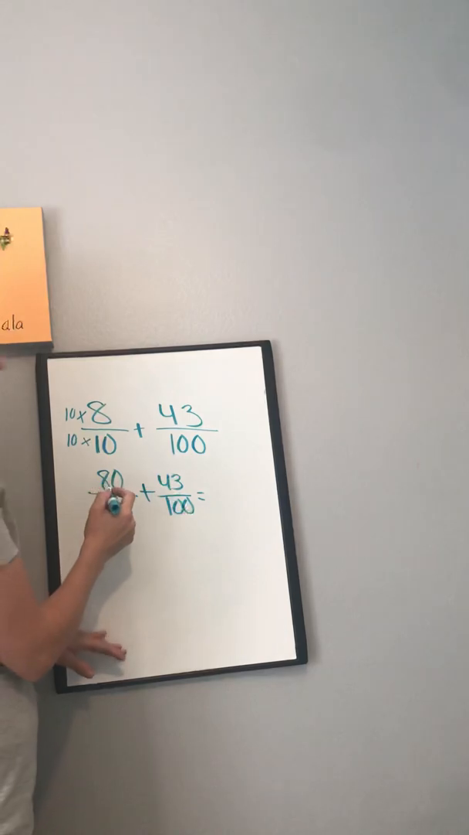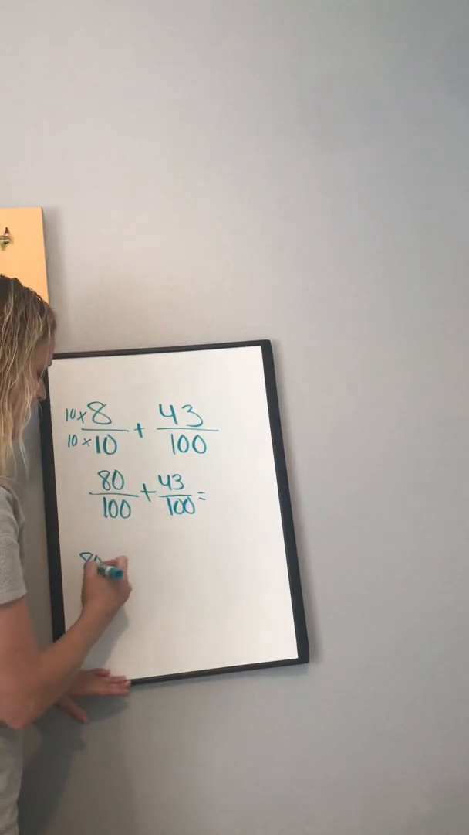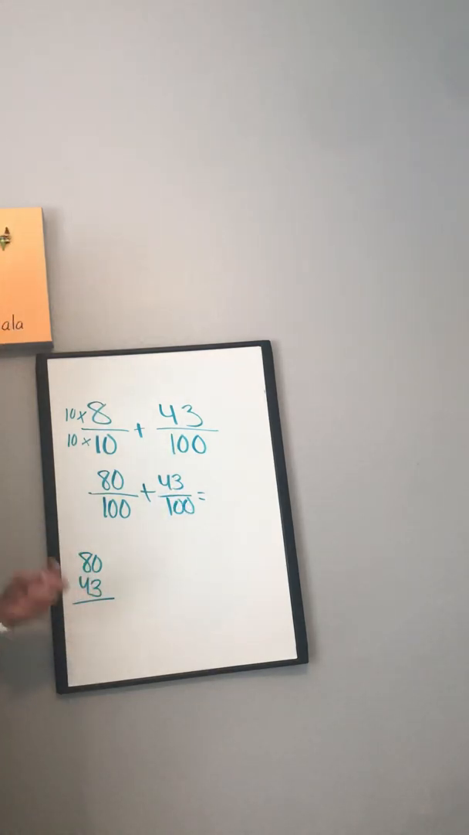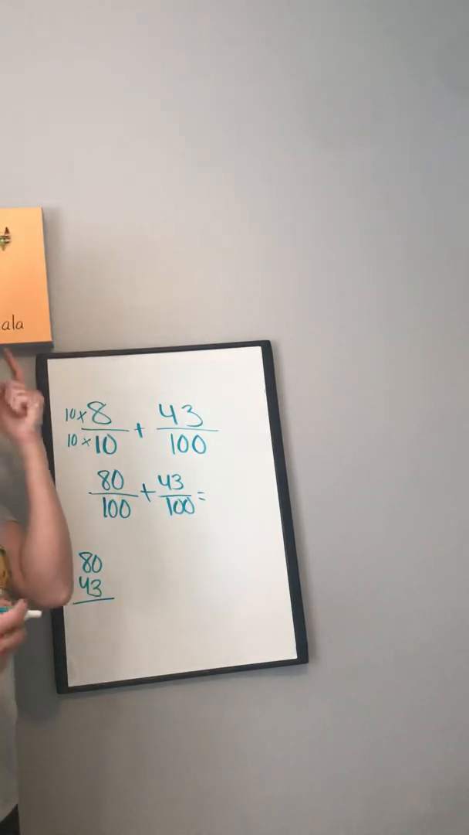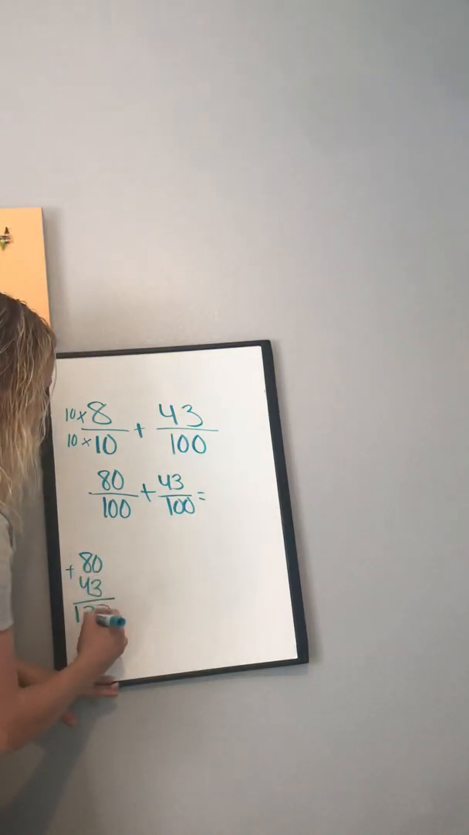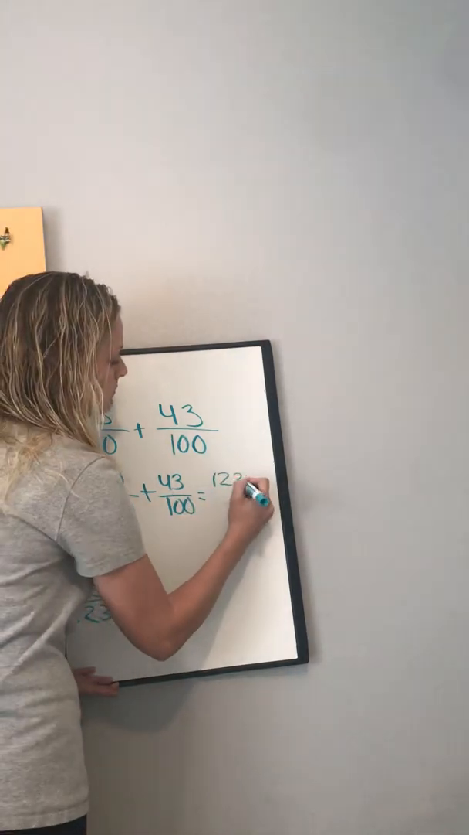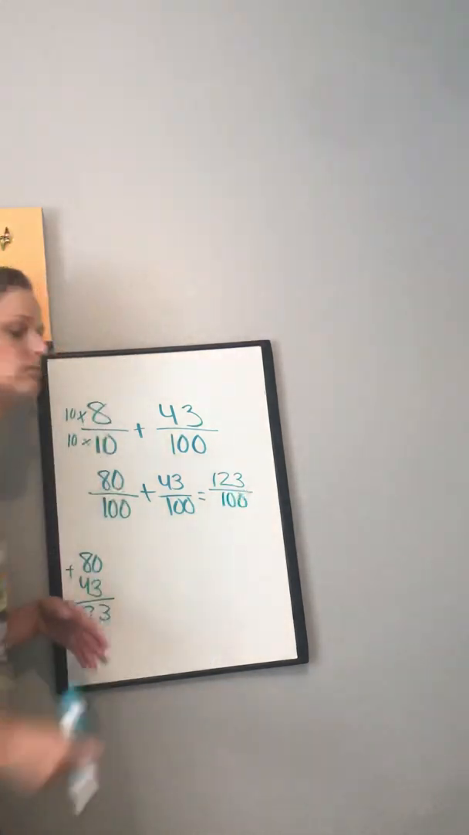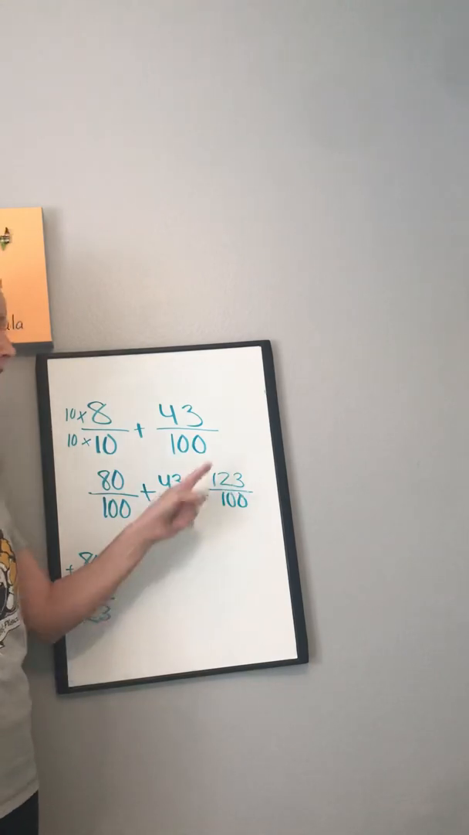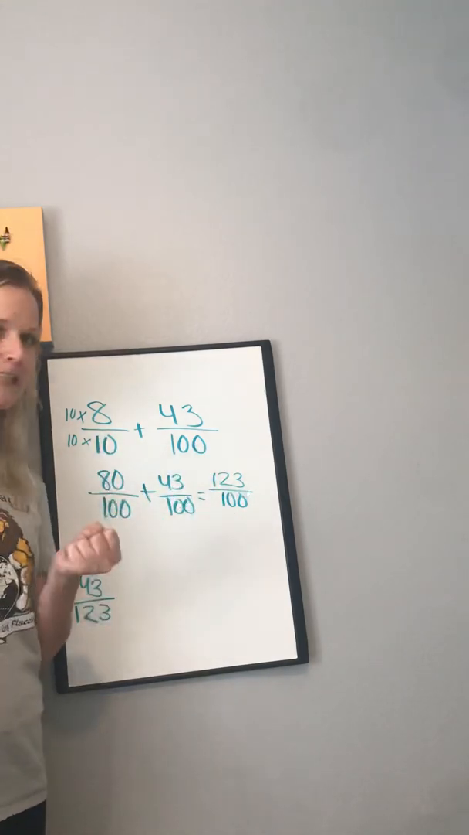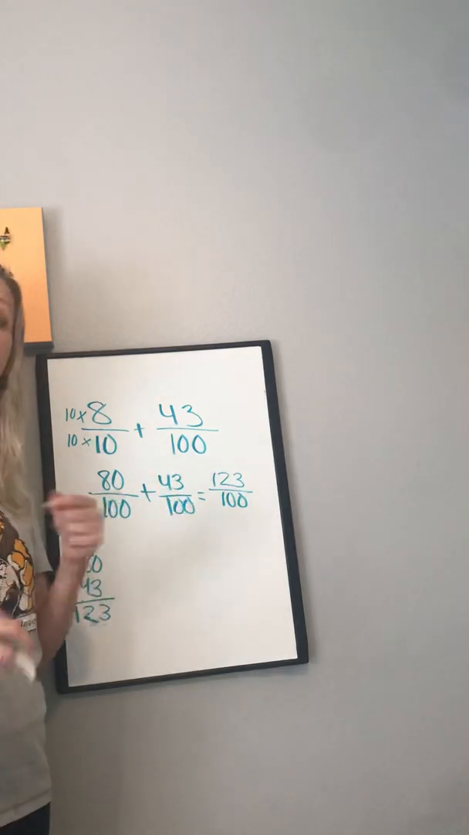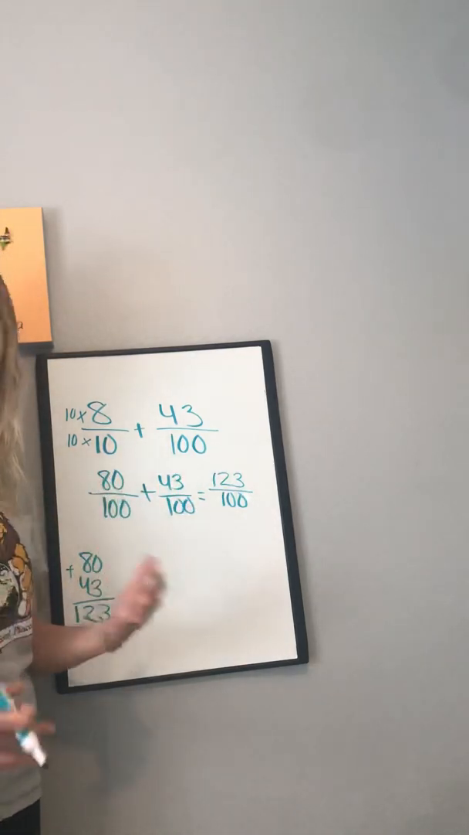Well, 80 plus 43, and if you get larger numbers, which you will see, line up your numbers to add them. Don't try to do it in your head because that's how we make mistakes. So if I add these, I get 123 over 100. I'm not going to leave that like that because when I look at this, what type of fraction is this? This is an improper fraction, so I need to change it to a mixed number.